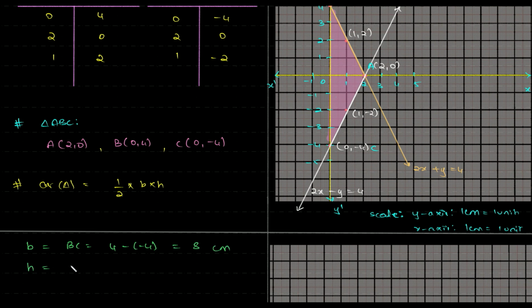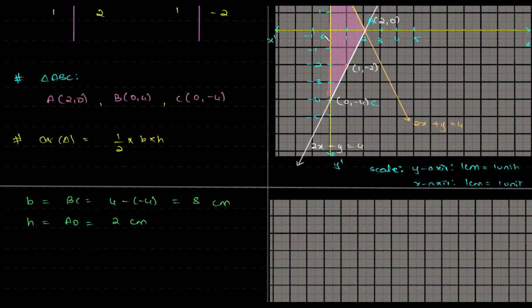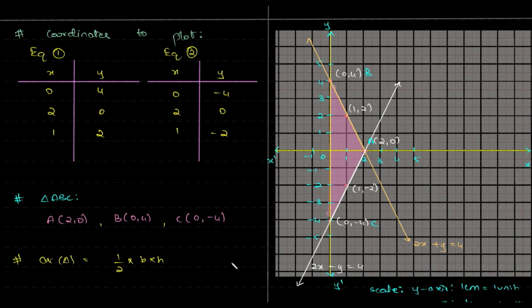And the height will be AO. O is your origin. So clearly the length is 2, so 2 centimeter. You don't have to write everything. Sometimes you can be smart and measure the length from there and write it over here. Not a big deal. So half of 2 into 8. So this is 8 centimeter square. Again, very simple question.